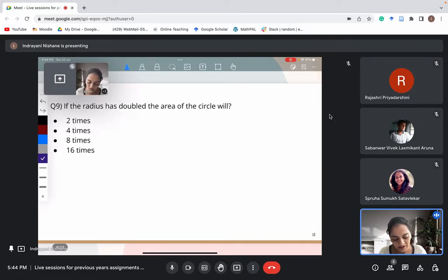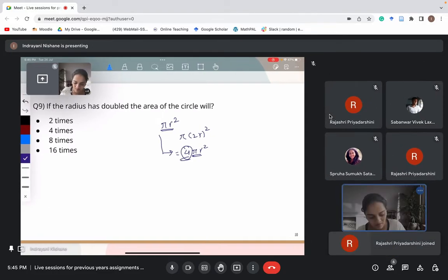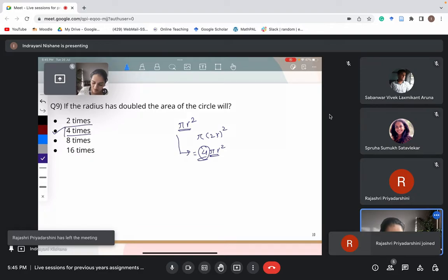So moving on to question 9. Question 9 says, if the radius is doubled, the area of the circle will be. So we have to find what will be the impact on the area if we double the radius. The formula for the area is pi r square. If r becomes 2r, we have to do 2r the whole square, which will be 4 pi r square. So the new area will be 4 times. This will be the correct answer.